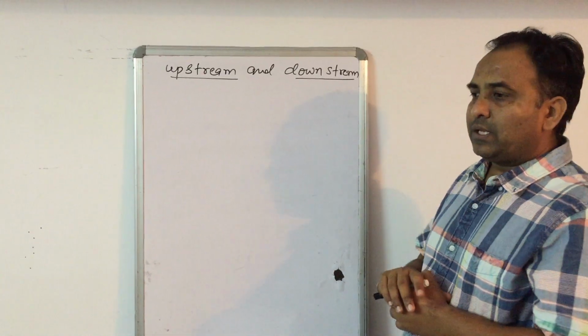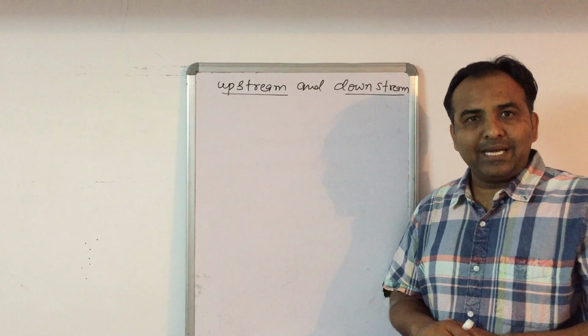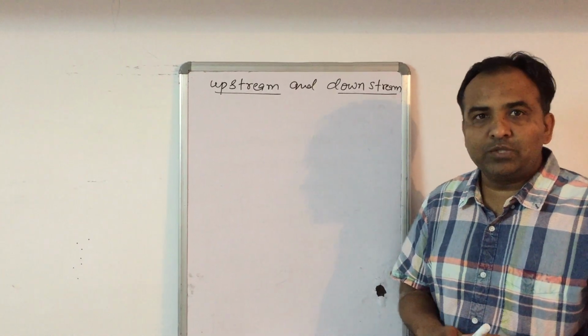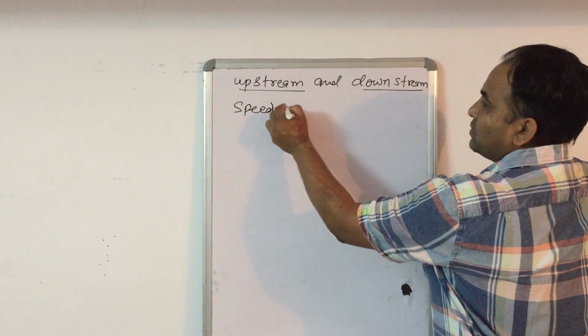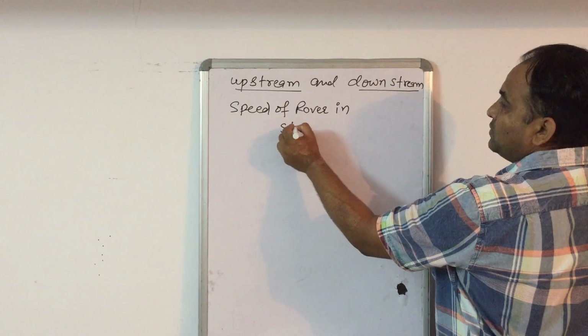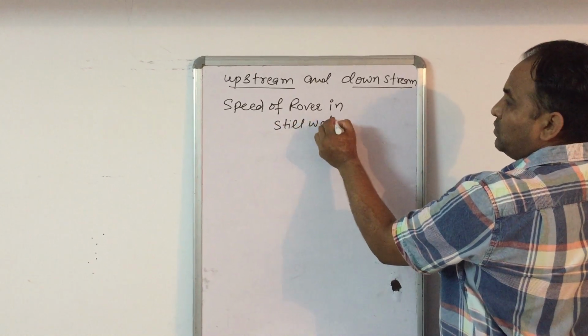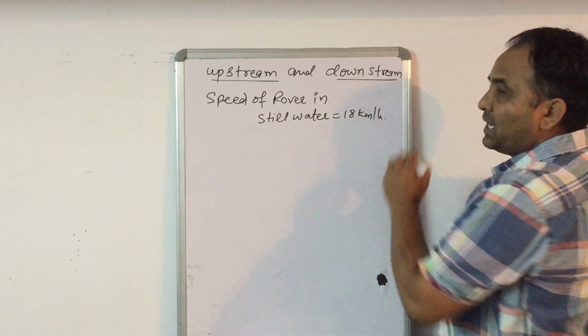I have one question based on this, asked by one of the students. The question is that the speed of a rower in still water is 18 km per hour.